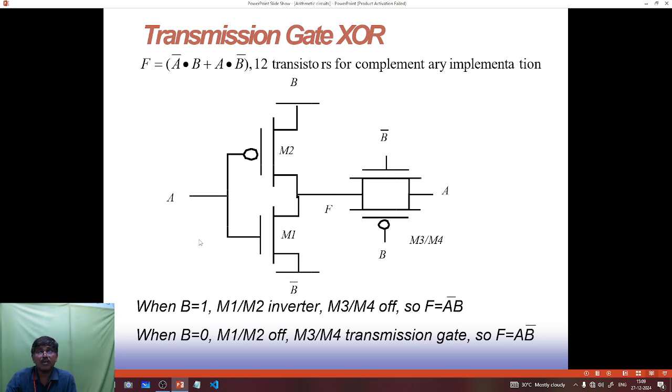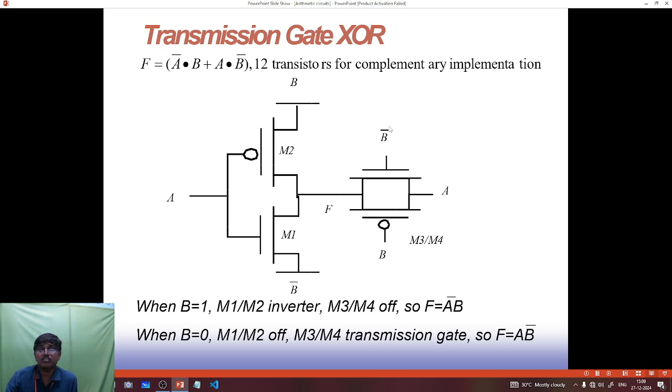And what happens when there is an input signal and B is equal to 1? This M2 will be supplied. If A is equal to 0, then M1 will be activated. If A is equal to 1, then M2 will be activated. Assume that when A is equal to 0, M2 will be activated. So there is an output at F.